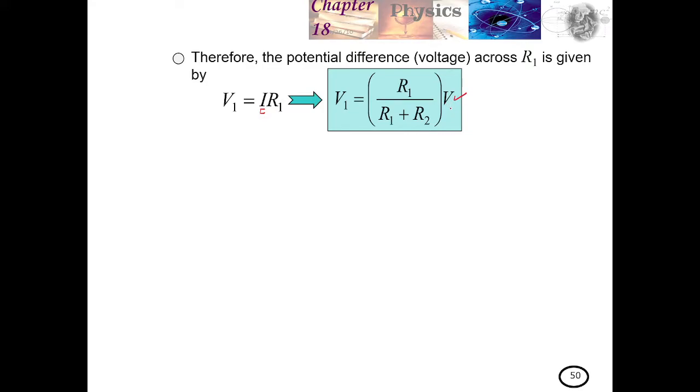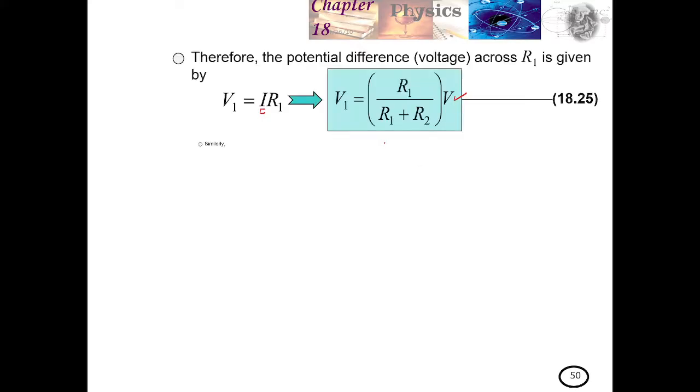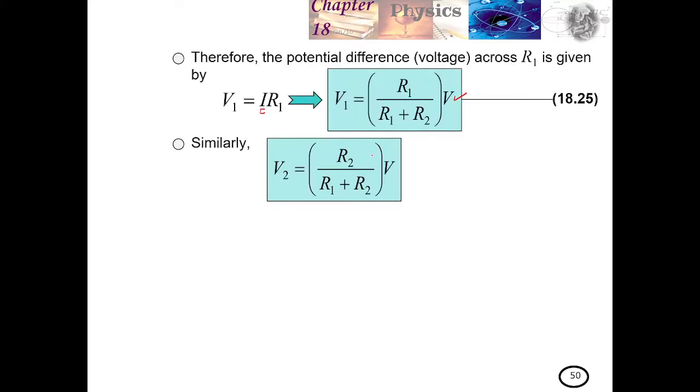V here is the V of the EMF. Similarly, in the second case, the voltage across the second resistor R2 is R2 divided by R1 plus R2 times the V of the source, or V EMF.